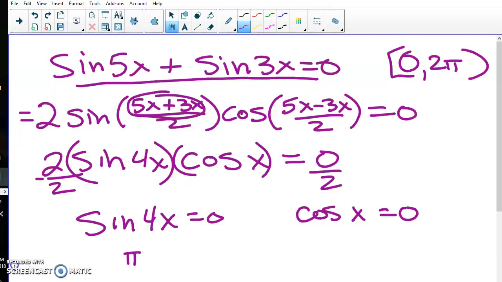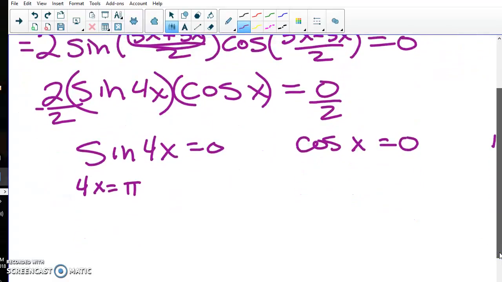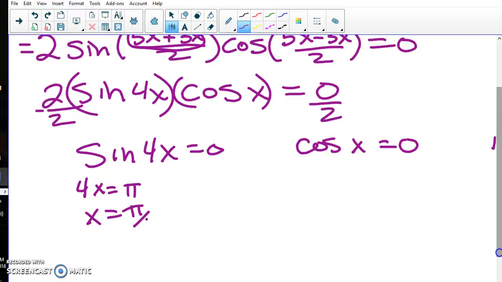So 4x is equal to pi. We did one of these in class on Wednesday. Therefore, x is equal to pi over 4. So then 2 pi as well. So all increments of pi over 4. So, and n pi over 4. Sorry, just kidding. They wanted us 0 to 2 pi, not including 2 pi. So we would stop at that point right there.